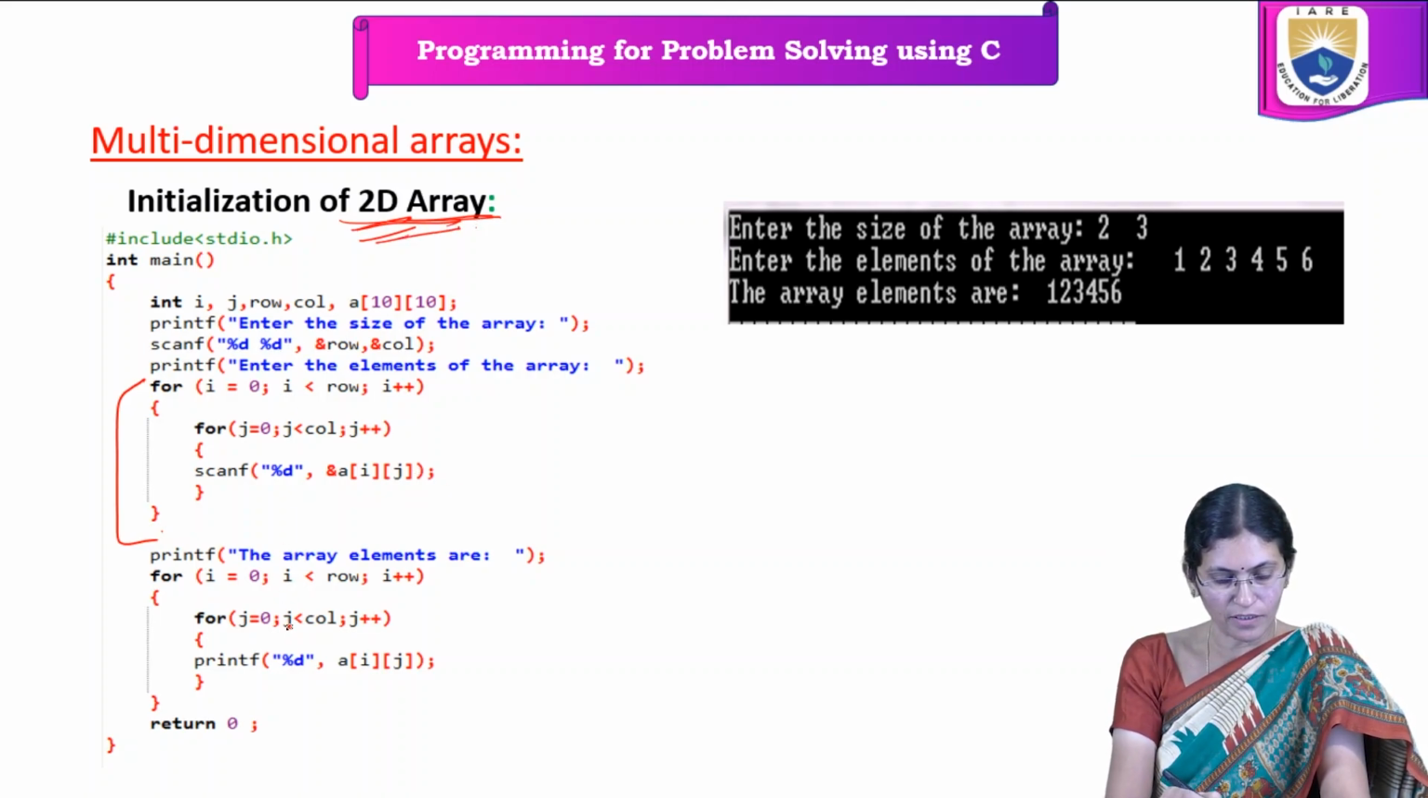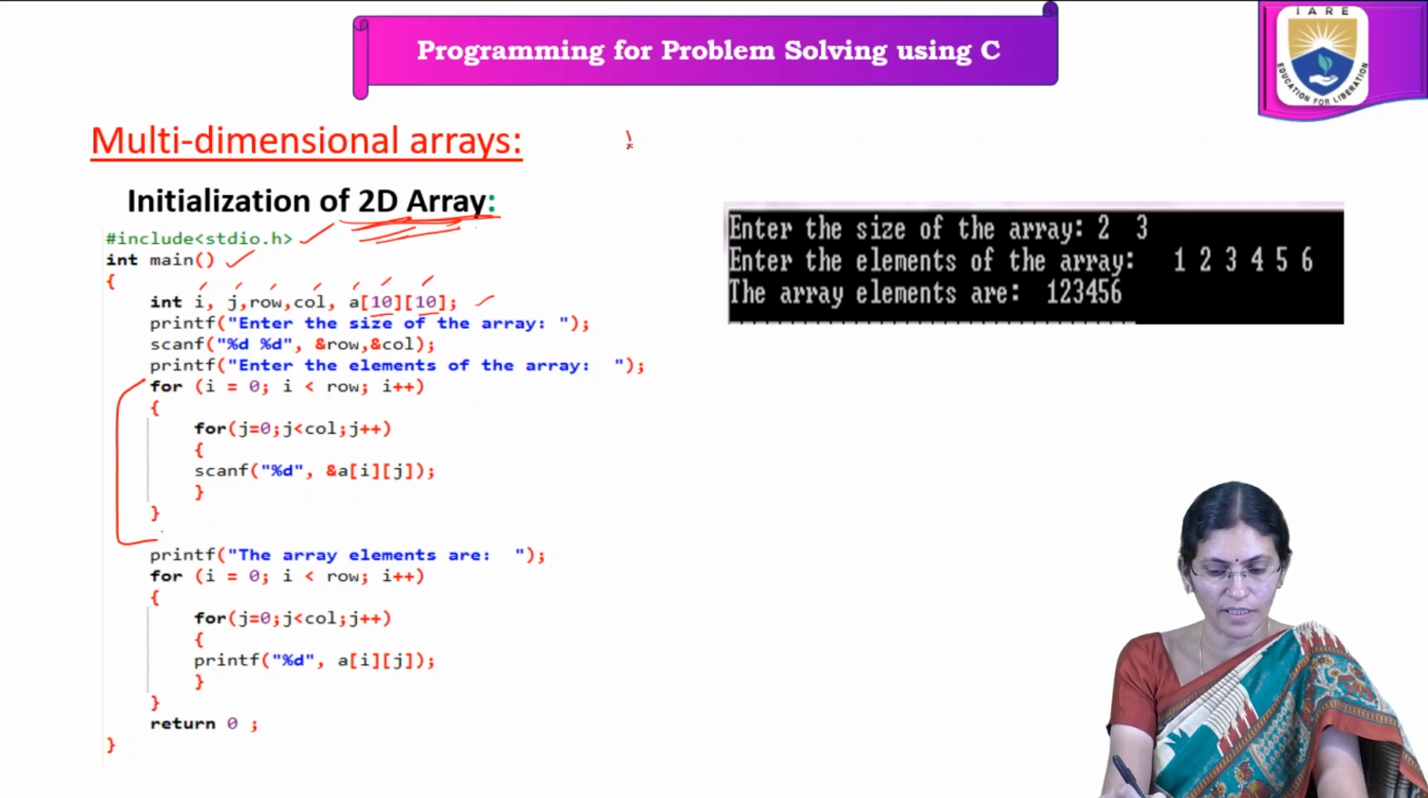So for example, consider this program. We know this is a header file, this is the main function and this is the declaration part. The first statement is the declaration part. In the declaration part, we have declared two variables i, j, then row, column, and this is the array. The array size is mentioned. Since it is a two-dimensional array, we have two dimensions. First dimension is 10 and the column size is 10. So the maximum elements which can be stored in this array is 10 into 10, which is equal to 100.